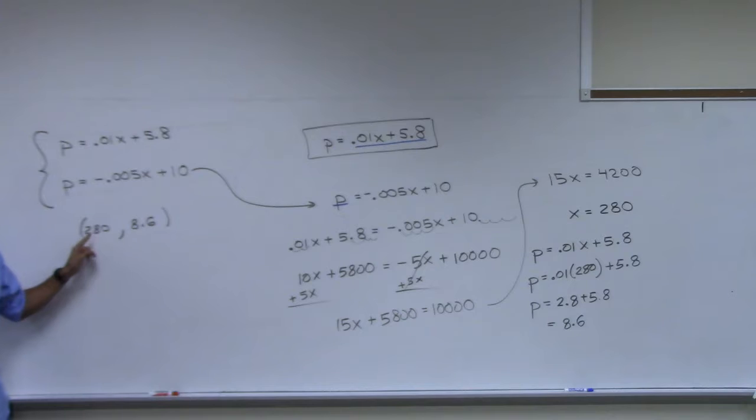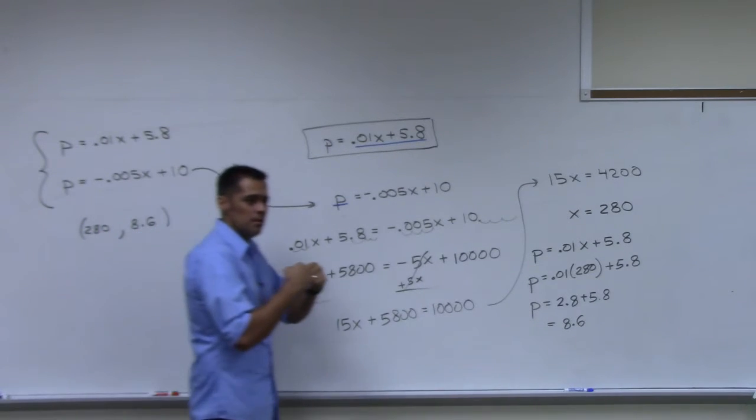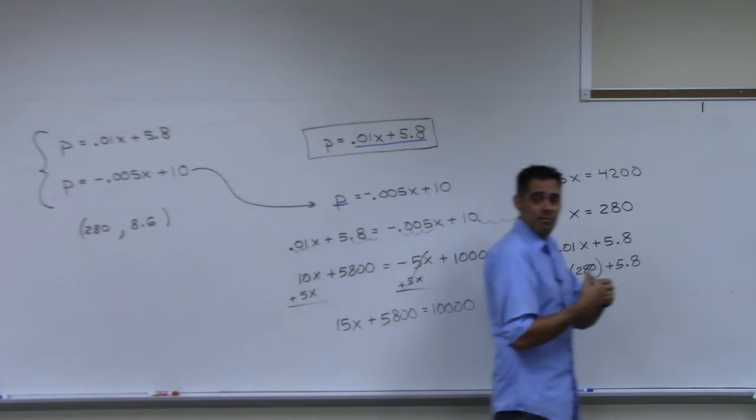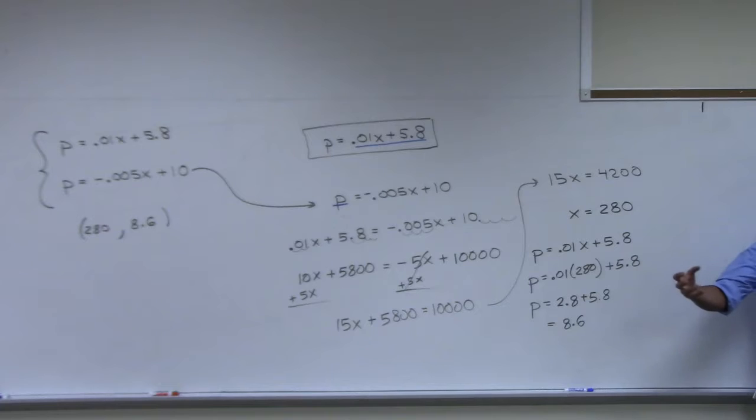So this is telling you that if you can get your prices for your oranges at $8.60, you're going to have not only a supply of 280,000 oranges, but a demand of 280,000 oranges, which means that your supply and demand are equal, which means you're going to sell everything that you produce. And everything you supply is going to be consumed. No waste at all.